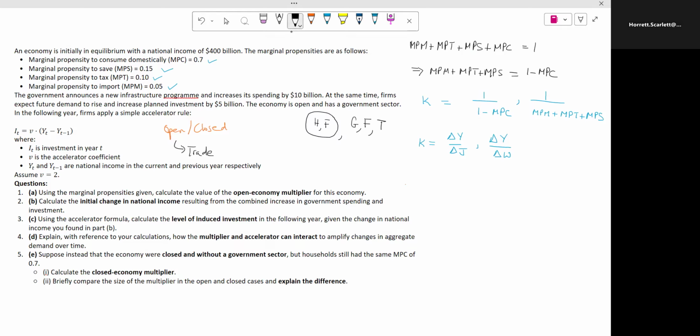So therefore, in terms of computing K, then it's simply 1 over, well, what's the marginal propensity to consume? That's 0.7. So that's 0.7 plus the marginal propensity to save, that's 0.15 plus the marginal propensity to tax, that's 0.10 plus the marginal propensity to import goods and services, that's 0.05. That's all over 1.